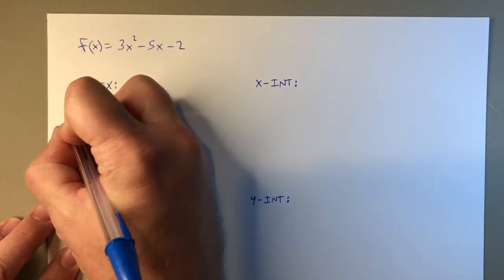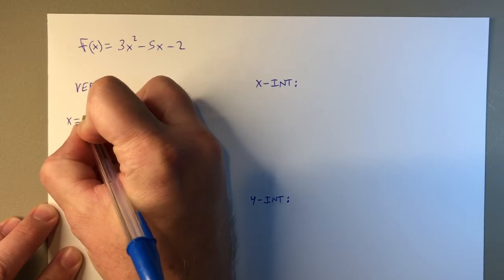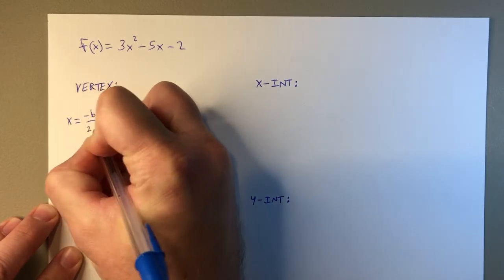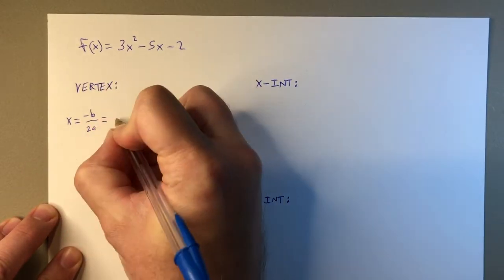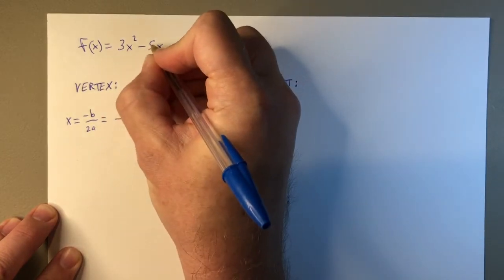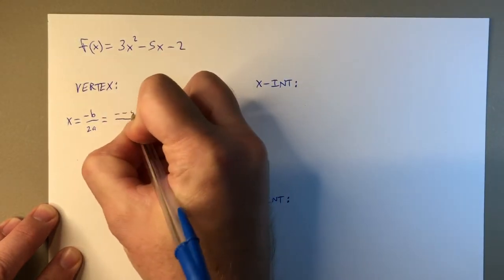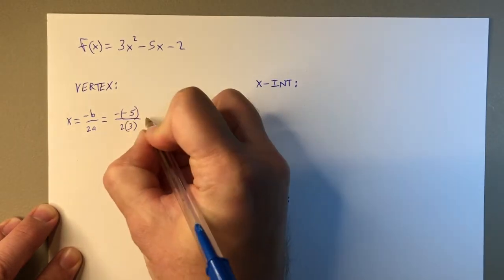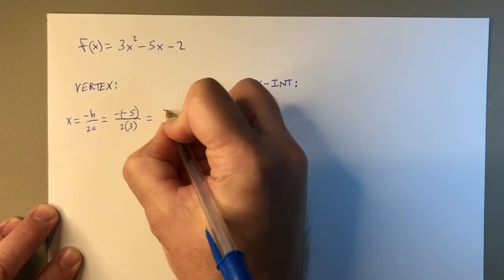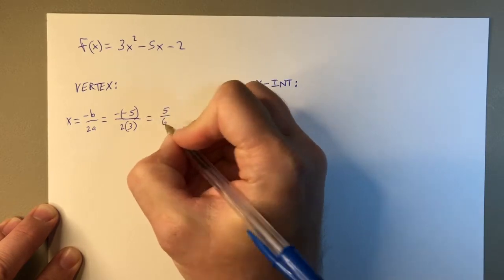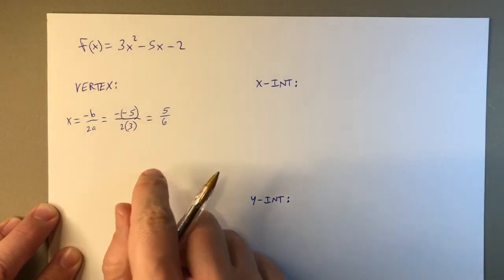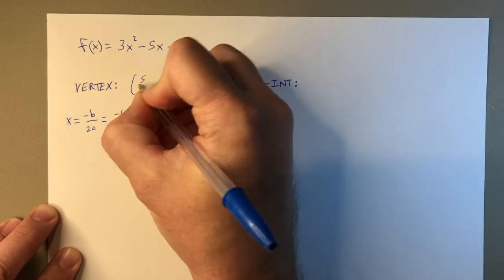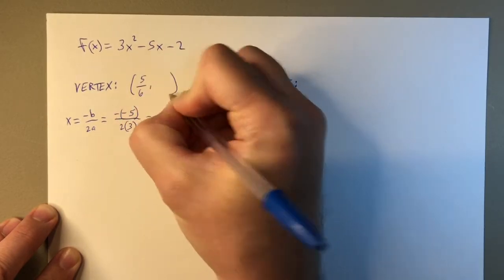Well, the vertex is determined by x being equal to negative b over 2a. In this case, our b is the negative 5, so it's the opposite of negative 5, all over 2 times our a value, which is 3. So our x value is 5 over 6, 5/6. This is our x-coordinate in our vertex point.